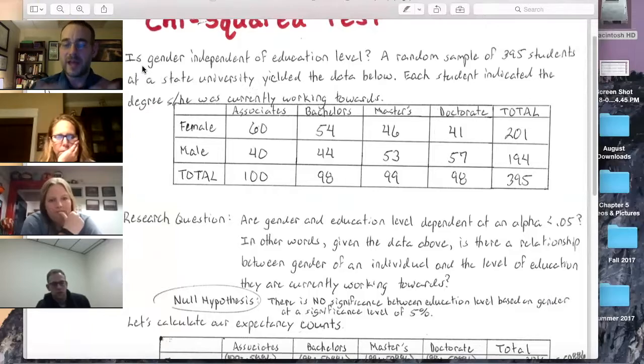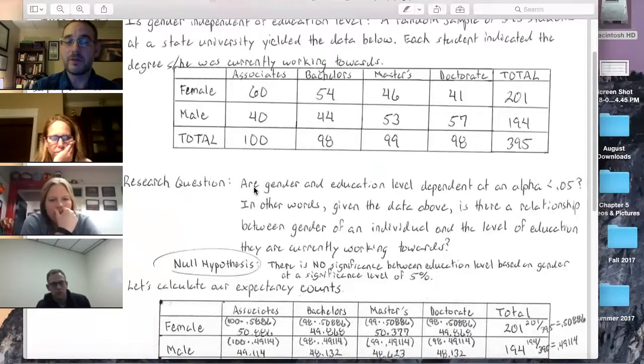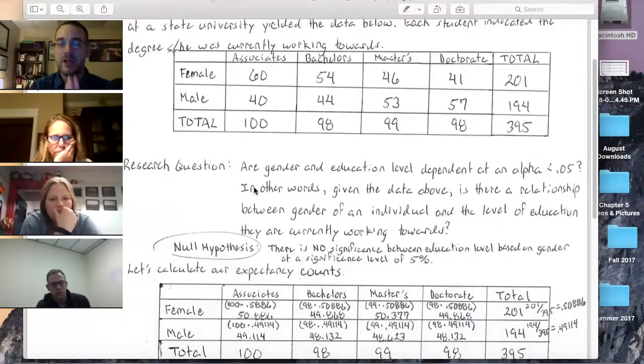All right, so we had our random sample. We want to know, is there a difference? So it's our research question. Let's wrap our heads around it. What's the research question? What's the null hypothesis? Our research question: are gender and education dependent on each other at the alpha level of 0.05? So given our above data, is there a relationship between gender of an individual and the level of education that they're currently working towards?